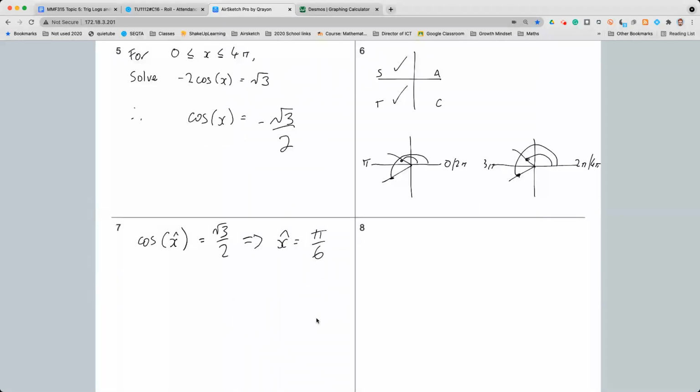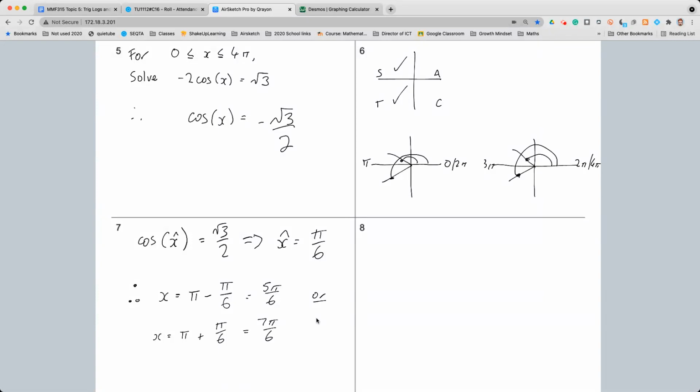So that's why I say next, therefore, x is equal to, look at the first diagram, it's going to be theta minus pi on 6. Now, pi must be 6 pi on 6, so that's 5 pi on 6. Or x equals theta plus pi on 6, which is 7 pi on 6.